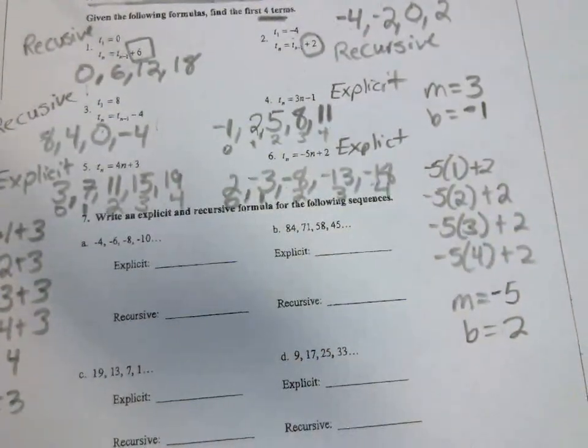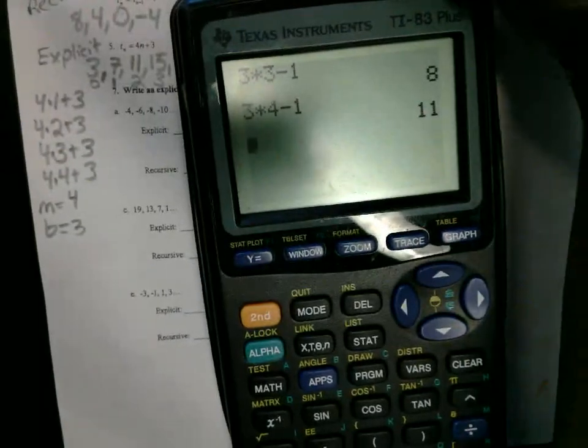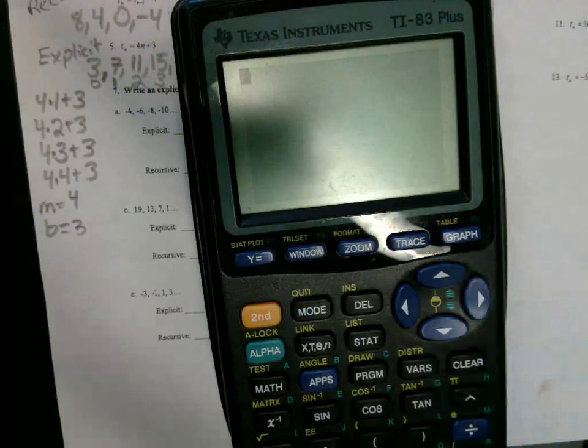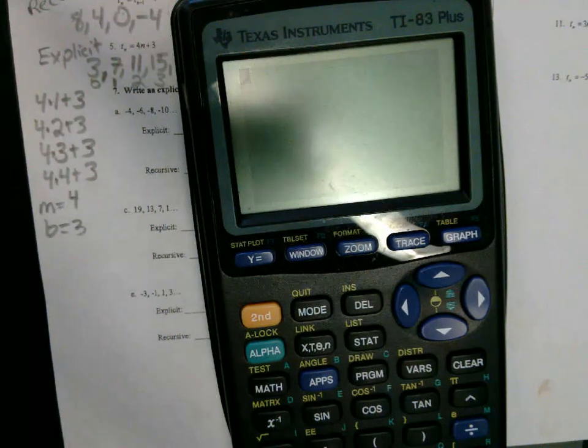Questions? If I was to type this in the calculator, it's linear, because remember, arithmetic sequences are linear functions. That means if I were to graph them, it's going to form a straight line. It's going up or down by the same amount. So that's why it would form a straight line of some sort.